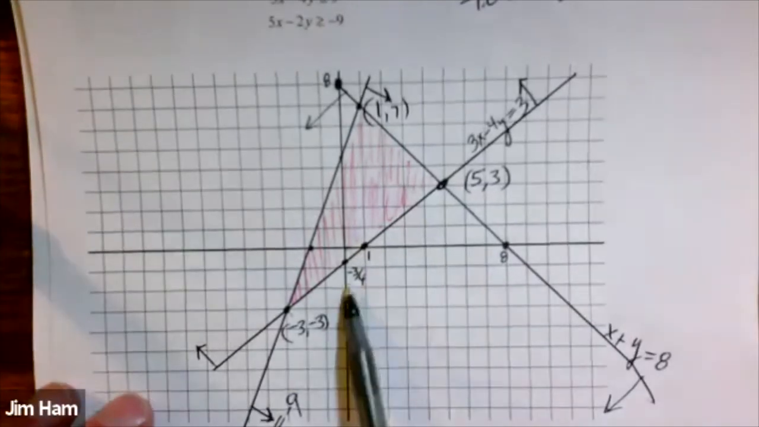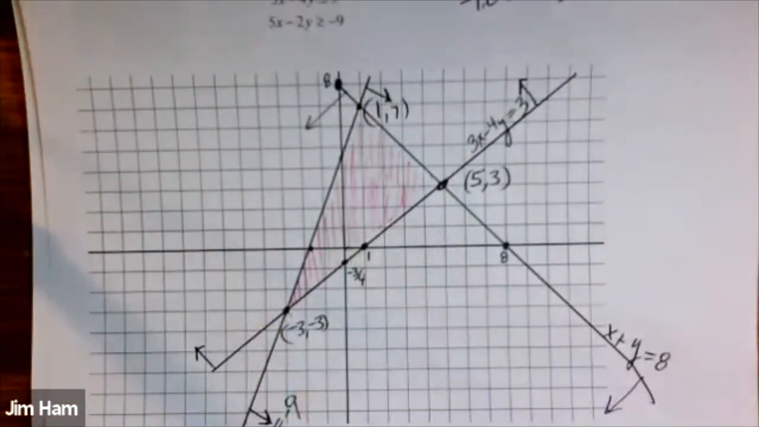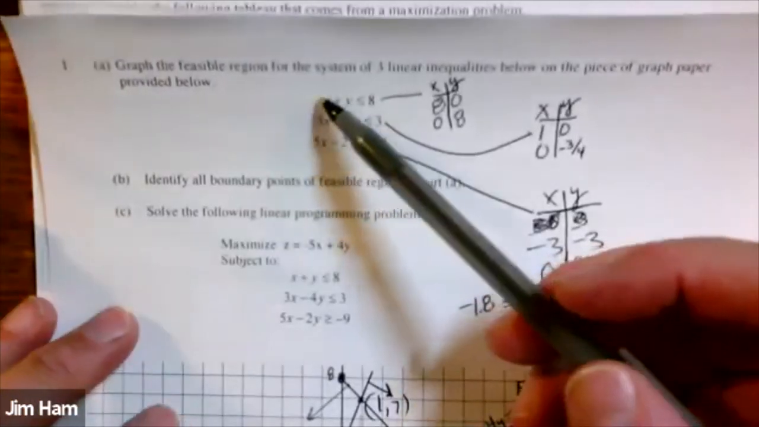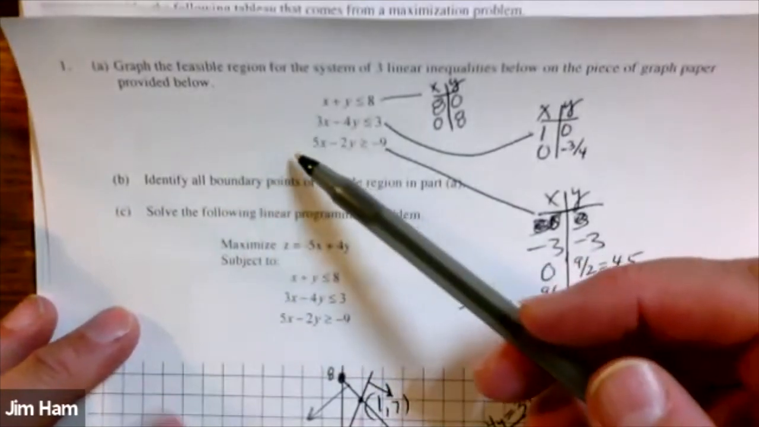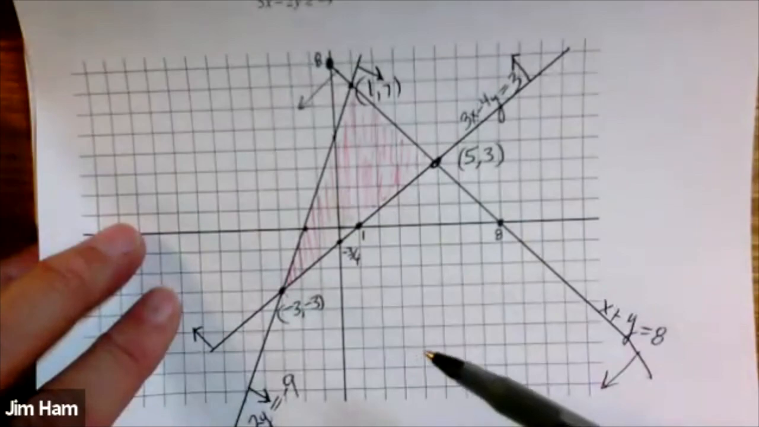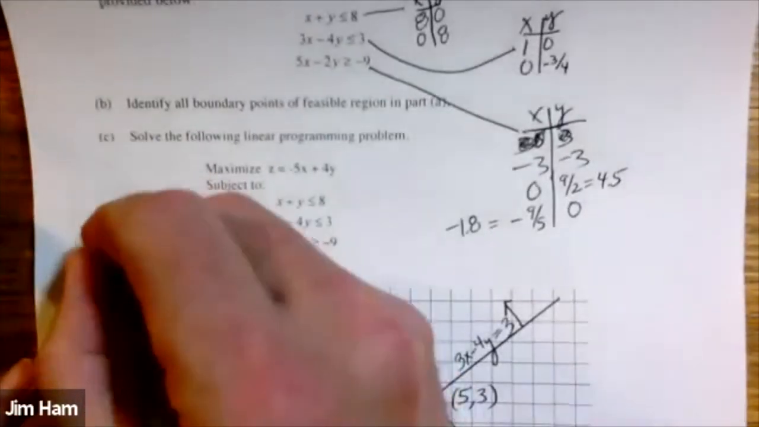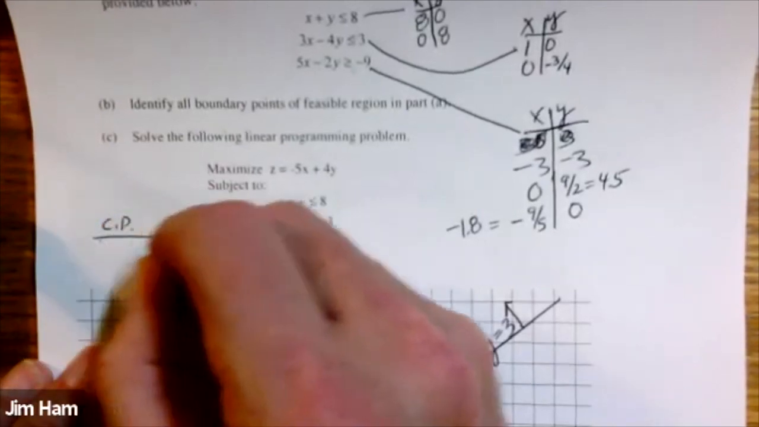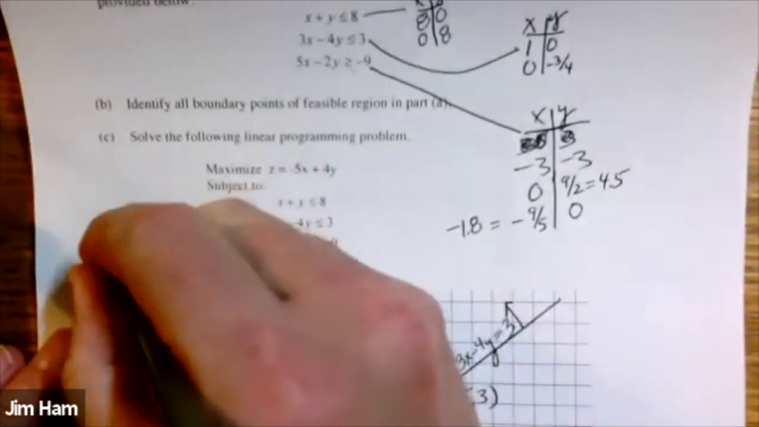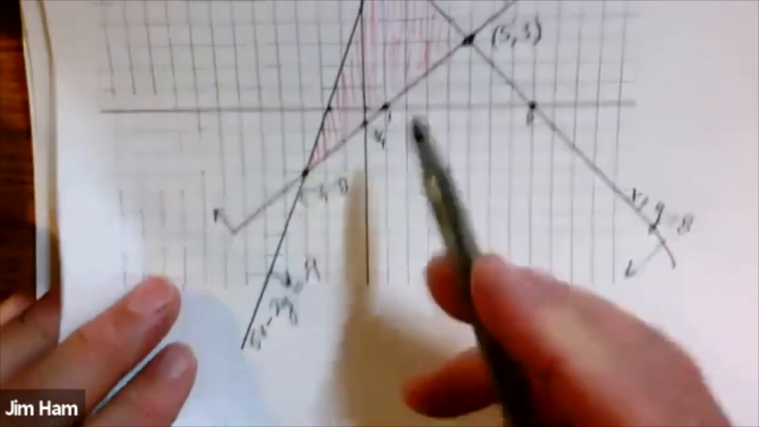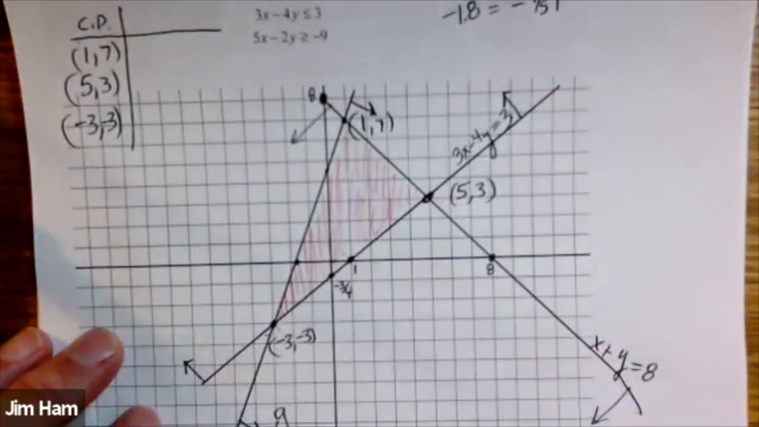So it looks like we have 1, 2, 3 corner points of that bounded region. So the answer to 1, which basically says graph the solution set, here's the solution. Identify all boundary points, corner points. So the corner points, or the boundary points, we have 3. They are 1, 7, that one, 5, 3, that one, and -3, -3. 3 corner points in a triangular region, 3 vertices.